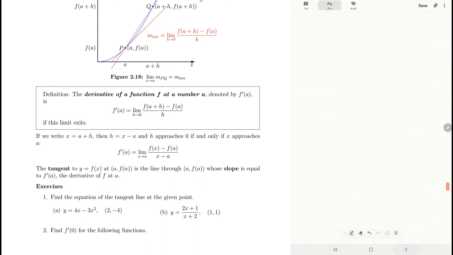So let's have a look at the next example. We have y is equal to (2x plus 1) over (x plus 2), and our point is (1, 1).